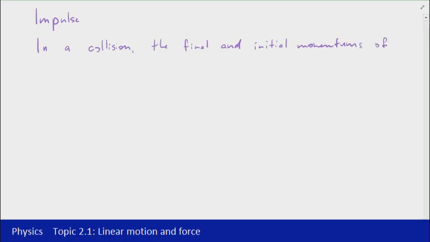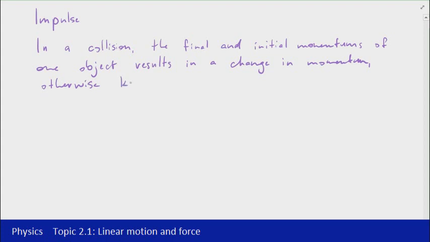So final and initial momentums of an object, or one of the objects, is going to result in a change in momentum, and that change in momentum is otherwise known as impulse. So the concept of impulse itself is really just the change in momentum.